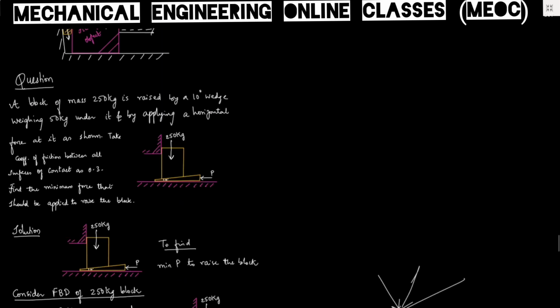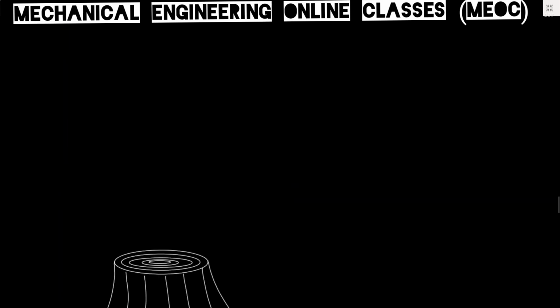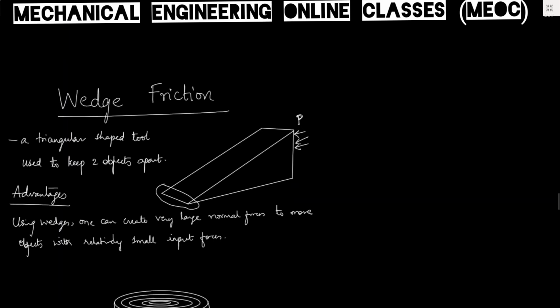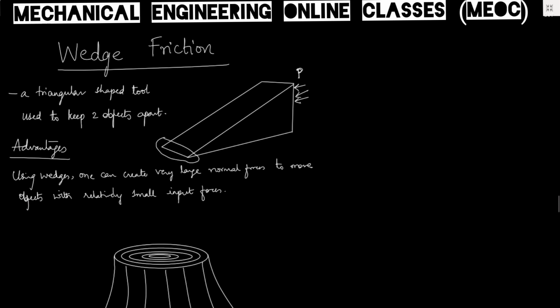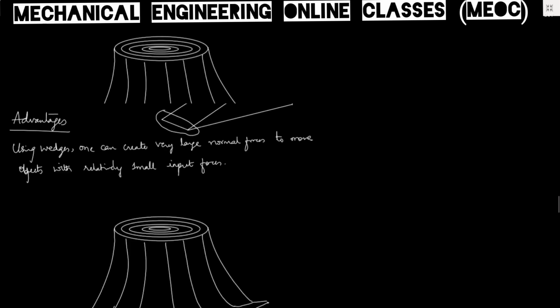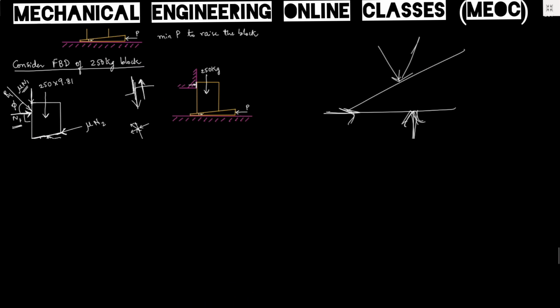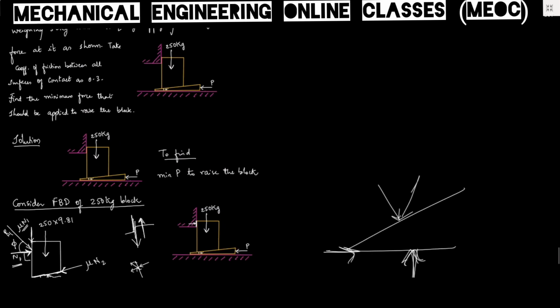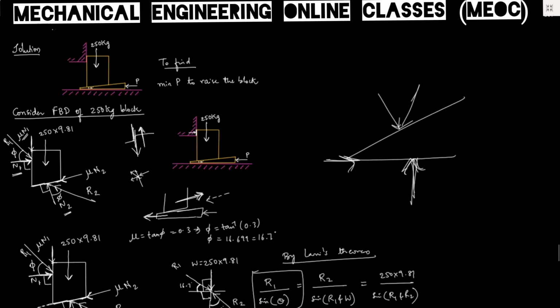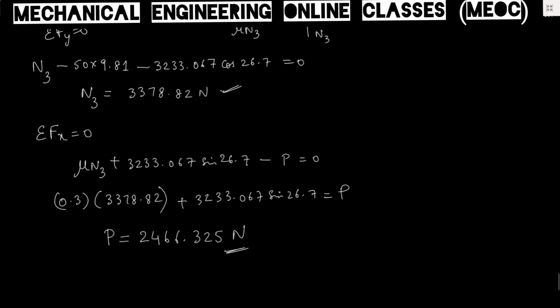So this is one of the advantages which I did not mention while describing the definition of it, because it is not applicable all the time, but most of the times analyzing is easy because we can apply Lami's theorem. But analytically also you can do it this way, by sigma Fx equal to 0 and sigma Fy equal to 0. So this is the solution to the given problem.